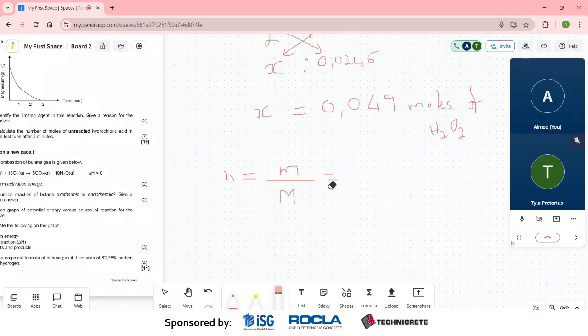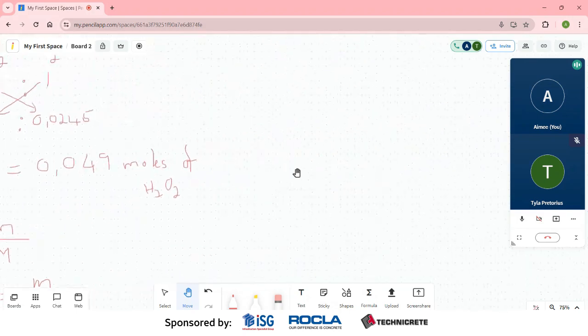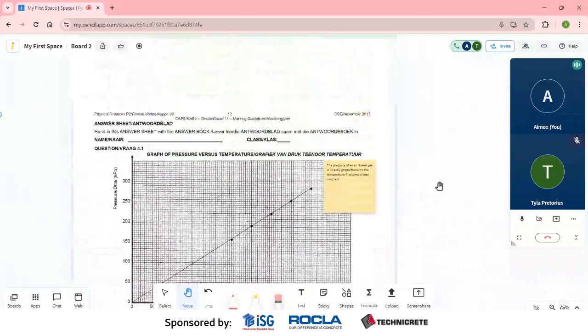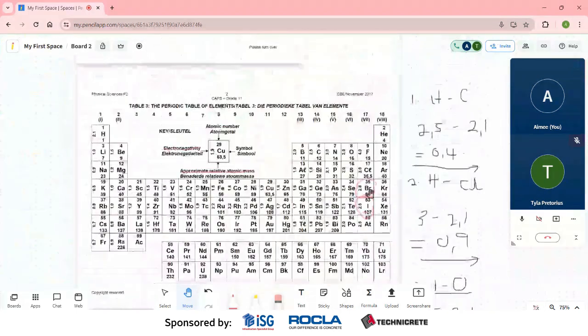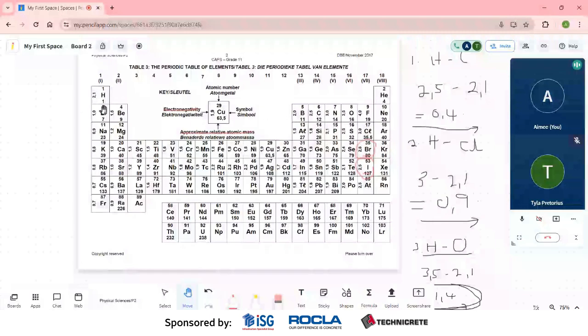So number of moles is equal to 0.049. Mass is what we're looking for, over the molar mass of H2O2. So remember I told you, you go to your periodic table, and our approximate relative atomic mass is where we get our molecular mass values. For hydrogen it's 1, and for oxygen it's 16.